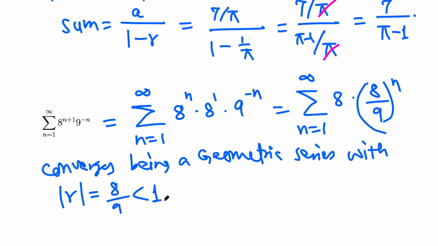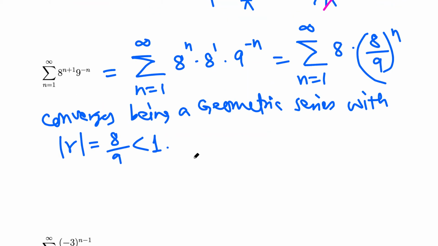That is less than 1. Okay, if the absolute value of the common ratio is 1 or bigger than 1, then the series diverges. Now, it converges means we can find the sum. To find the sum is the first term over 1 minus r. So we need to find the first term.